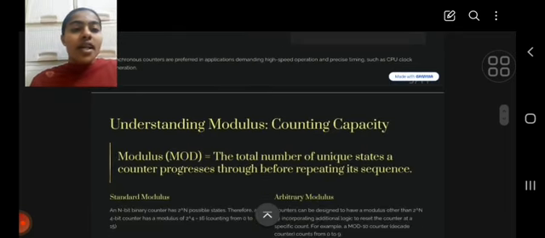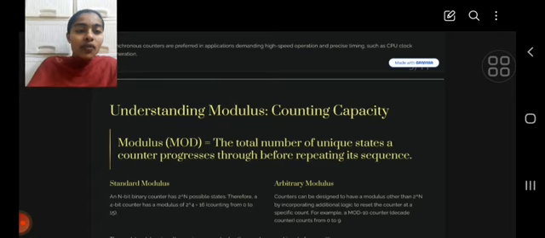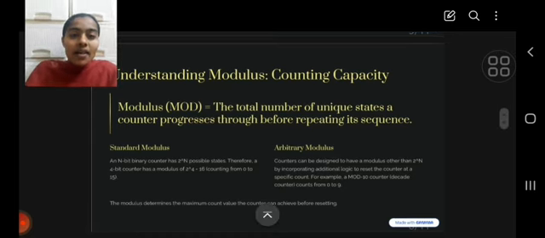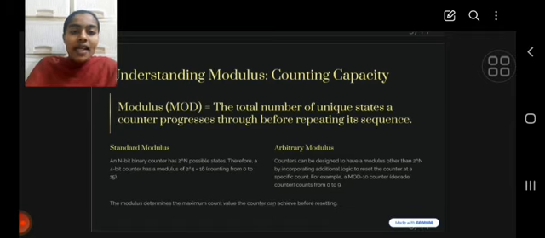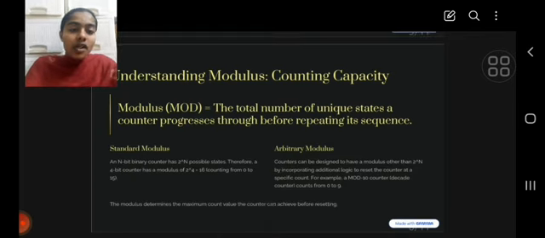Next, understanding modulus, counting capacity. Modulus is nothing but the total number of unique states a counter progresses through before repeating its sequence. These are two types: standard modulus and arbitrary modulus. Standard modulus: an n-bit binary counter has 2 power n possible states. Therefore a 4-bit counter has a modulus of 2 power 4, which is 16, counting from 0 to 15. The total values are 16.